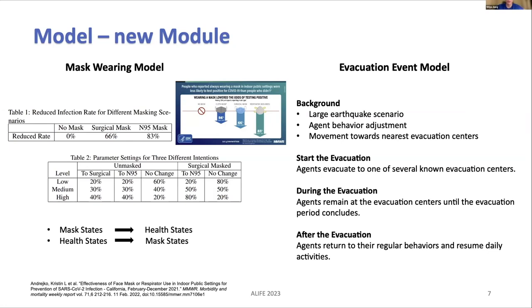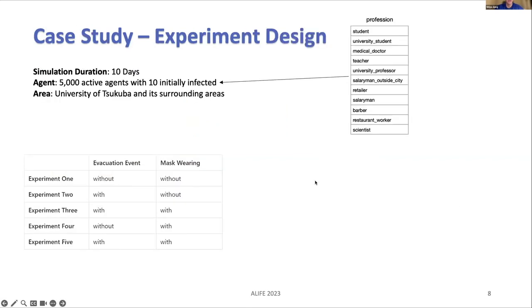The evacuation will be designed in 3 stages. The first stage is the start of evacuation. The agent will evacuate to one of several known evacuation centers. During the evacuation, agents will remain in the evacuation centers until the evacuation period stops. And after the evacuation, agents will return to their normal routine schedule. So these are our 2 newly proposed modules.